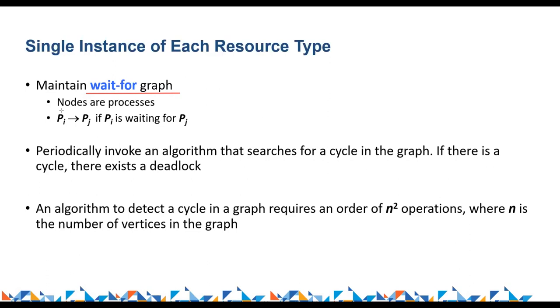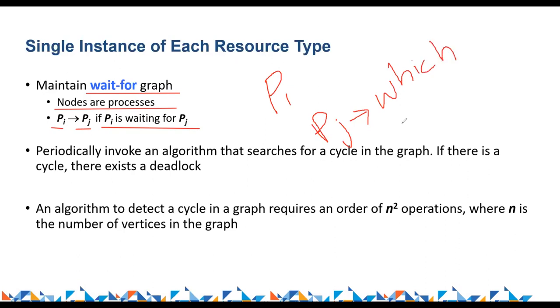Here, nodes are called processes. The nodes in a wait for graph are called what? Processes. Pi, Pj. If Pi is waiting for Pj, then deadlock is possible. You know what is Pi? Pi is a process. Pj is also a process. But Pj is a process which holds resources, okay?